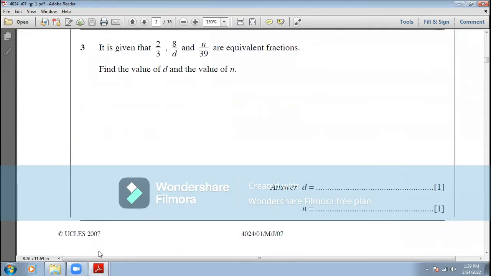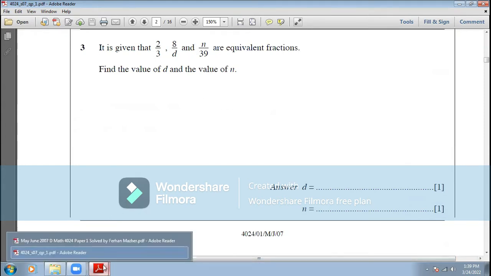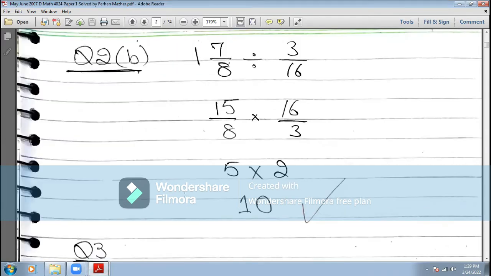Okay, so the next question coming up on your screen, it is given that 2 by 3, 8 by D, and n by 39 are equivalent fractions. Find the value of D and the value of n. He says these fractions are equivalent to each other. So it means 2 by 3 is equal to 8 by D. In the same way, 2 by 3 is equal to n by 39. So very easily I can find out the value of D and n.